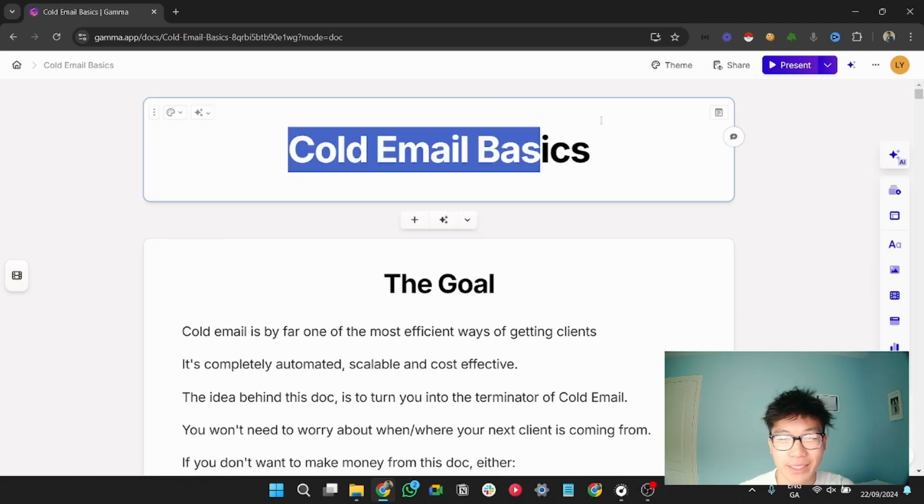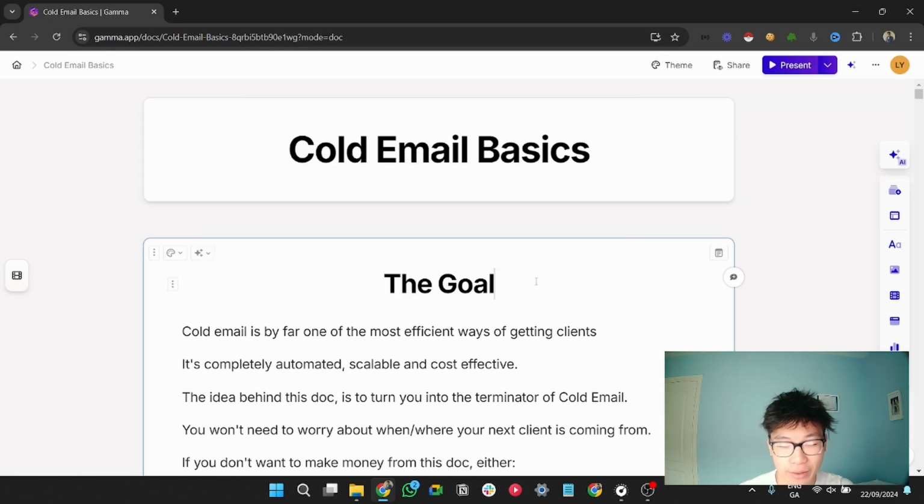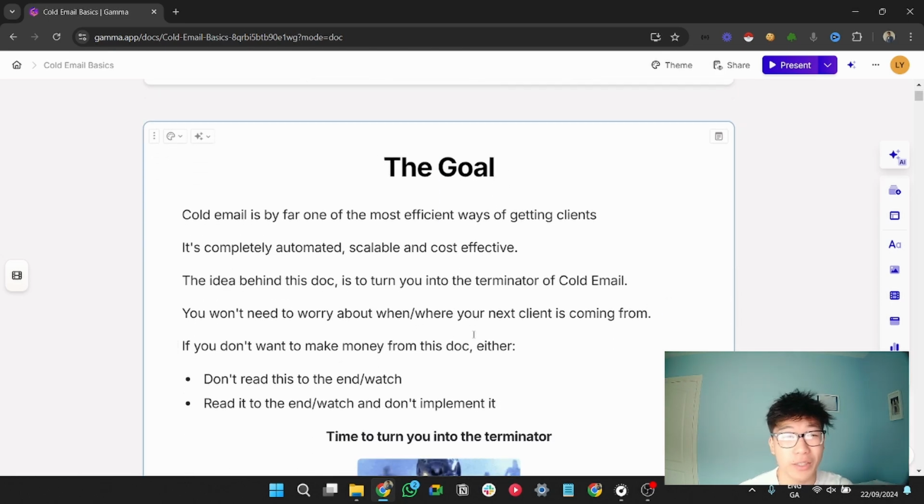So cold email basics. The goal of cold email. You're always trying to figure out why you're doing something. If you're watching this, you're probably running some sort of B2B company, and you're basically trying to get meetings. So cold email is by far one of the most effective ways of getting clients. It's completely automated, scalable, and cost effective.